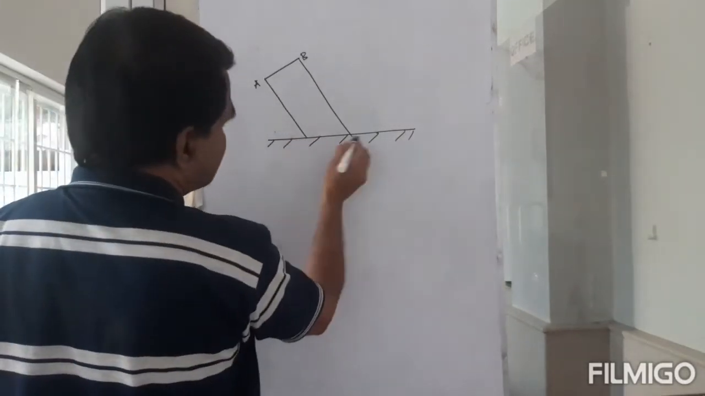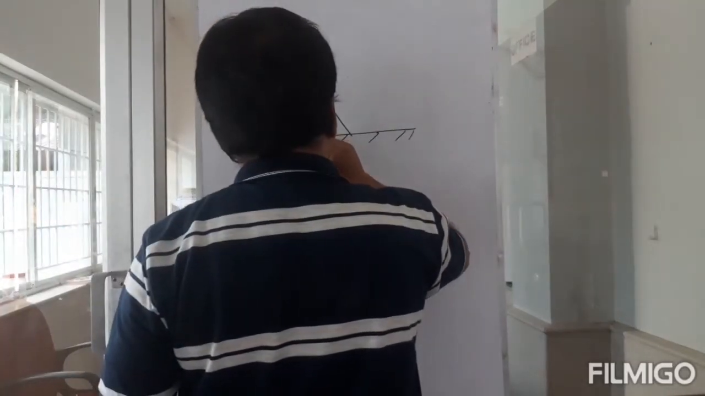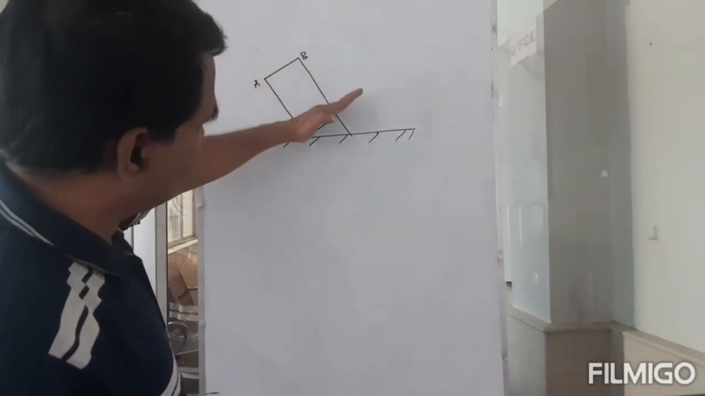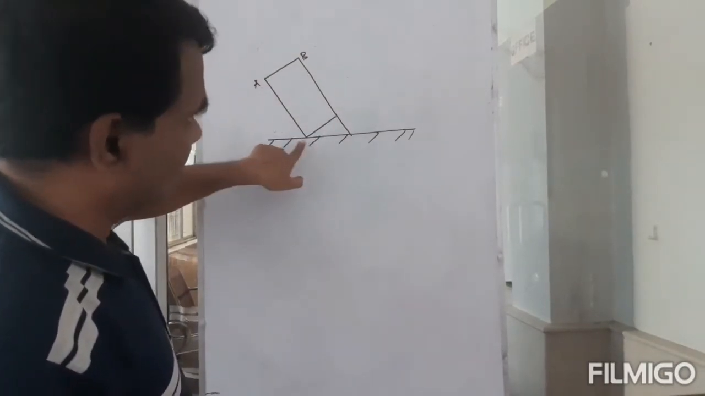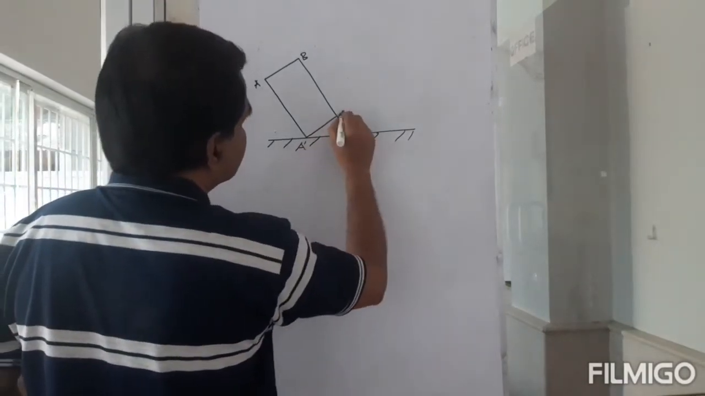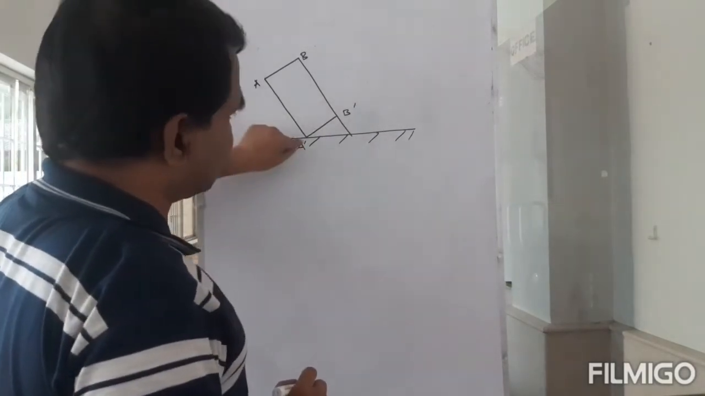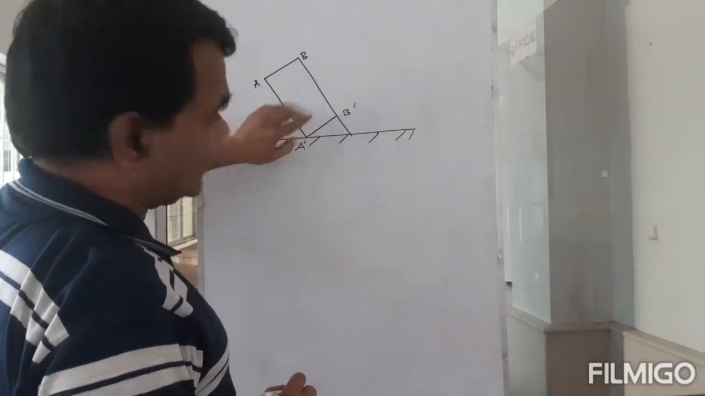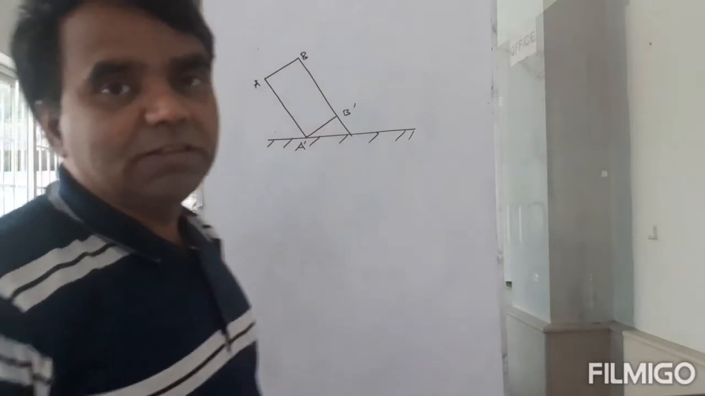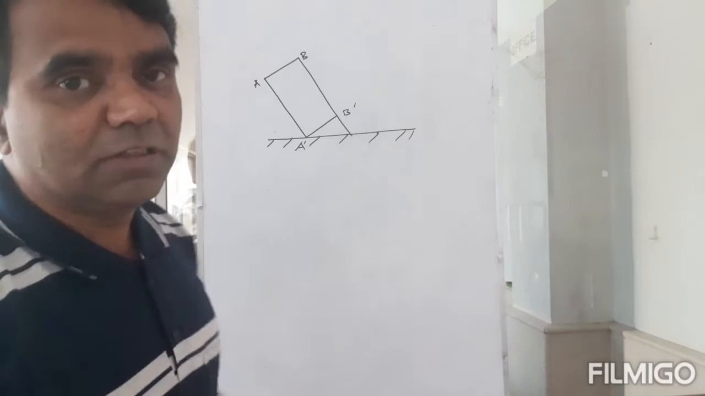But you see, when A hits, B wouldn't have hit the surface. Why? Because the wavefront would have been like this. So the wavefront comes here and then it makes contact with this here. Okay, so this is A dash and this is B dash. After A has reached the surface, it will get reflected and then it will travel back into the same medium. As it travels back into the same medium, the speed will not change.